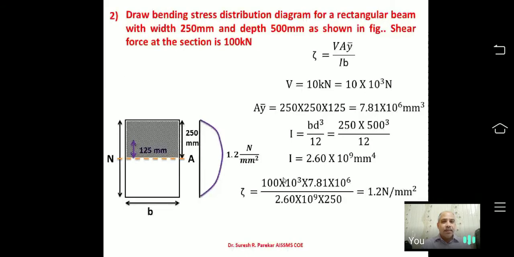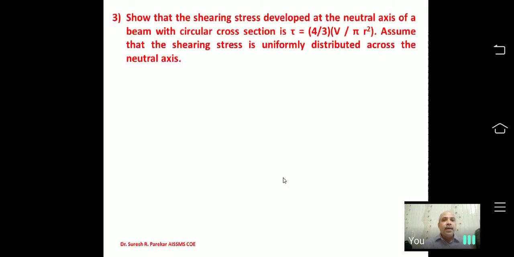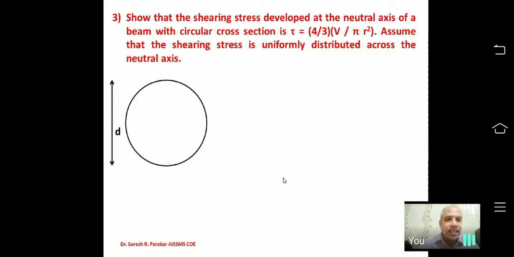This is the second problem. Now we will switch over to the third problem. In the third problem, we have to show that the shearing stress developed at the neutral axis of a beam with circular section is tau is equal to 4 by 3 V upon pi r square. Assume that the shear stress is uniformly distributed across the neutral axis. So we have considered D as the diameter and R is the radius of this circle.